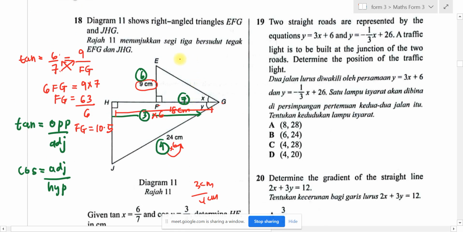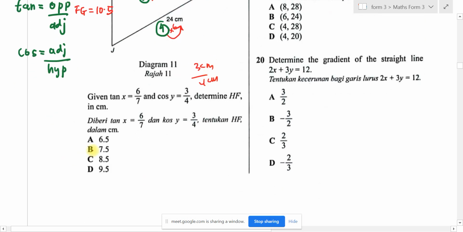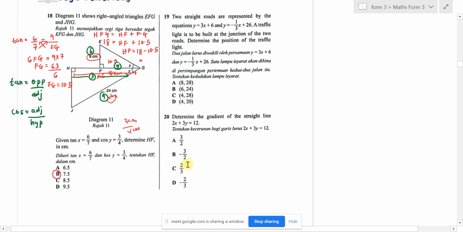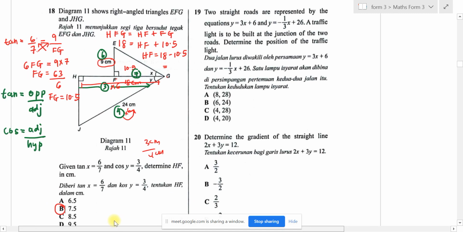So FG is 10.5. We know that HG is actually equal to HF plus FG, right? HG totally must be 18, which we found just now. And FG must be 10.5. So we can calculate HF here already. 18 minus 10.5, you get 7.5. So the answer is here. Any part of the working you don't understand, please let me know.